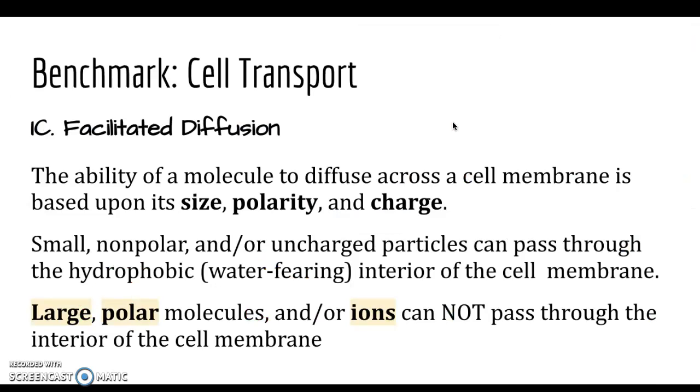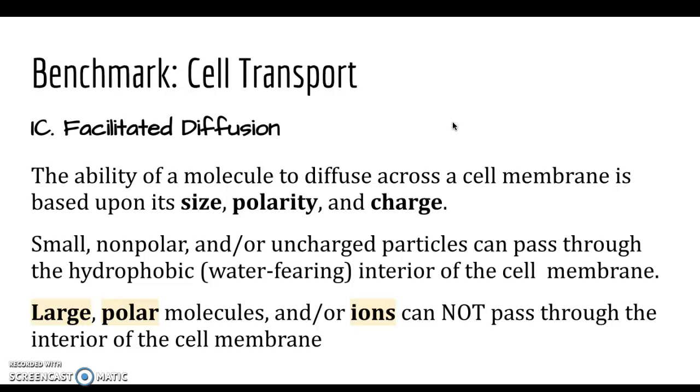Lastly, we have facilitated diffusion. The ability of a molecule to diffuse across a cell membrane depends upon its size, polarity, and charge. Small, nonpolar, and or uncharged particles can typically pass through the cell membrane. Remember, think back to our first lecture, the inside of the membrane where those phospholipid tails are located is hydrophobic, or nonpolar, right? So typically our small molecules, nonpolar molecules, or uncharged molecules are able to pass through pretty easily.